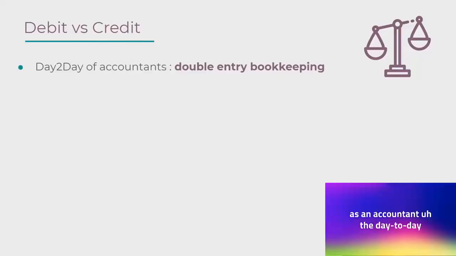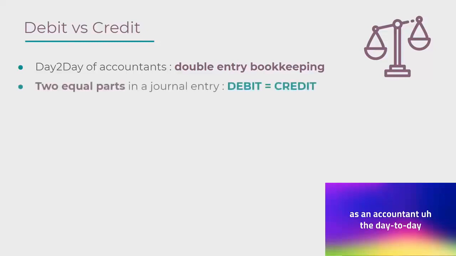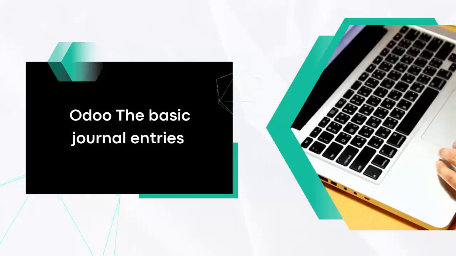video about the debit and credit concept. Debit and credit is the foundation of what you do, as an accountant, day to day. It's our double entry bookkeeping. A journal entry is composed of two parts. One side is the debit and the other is the credit.